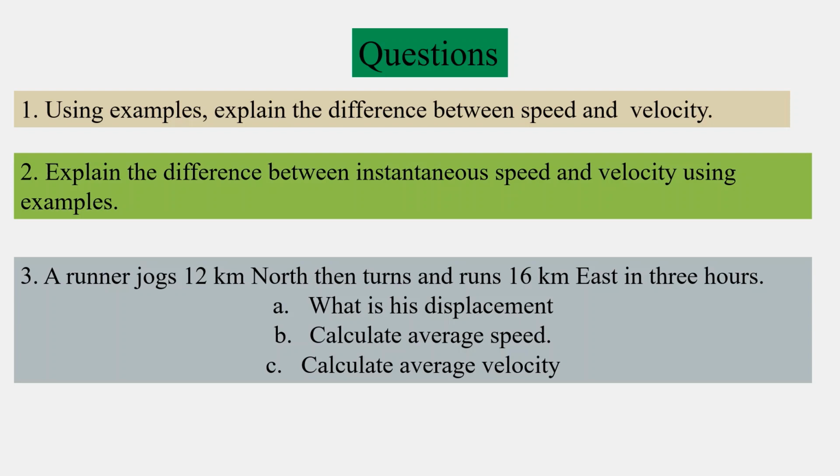3, a runner jogs 12 km north, then turns and runs 16 km east in 3 hours. What is its displacement? Calculate average speed, calculate average velocity.